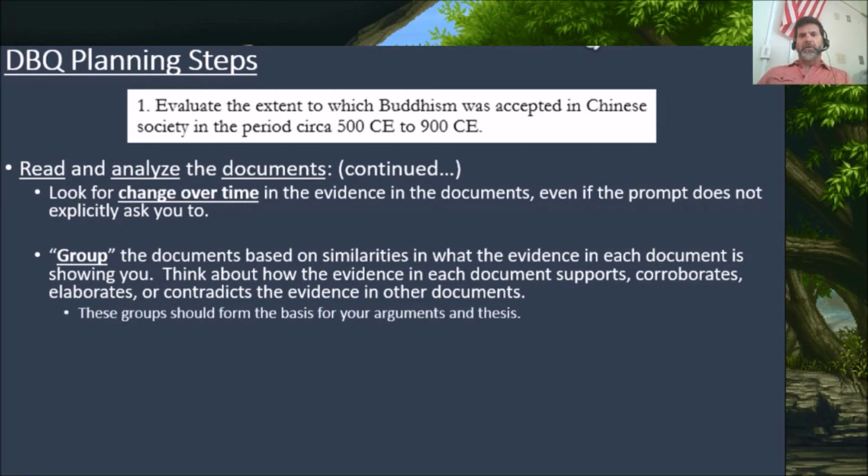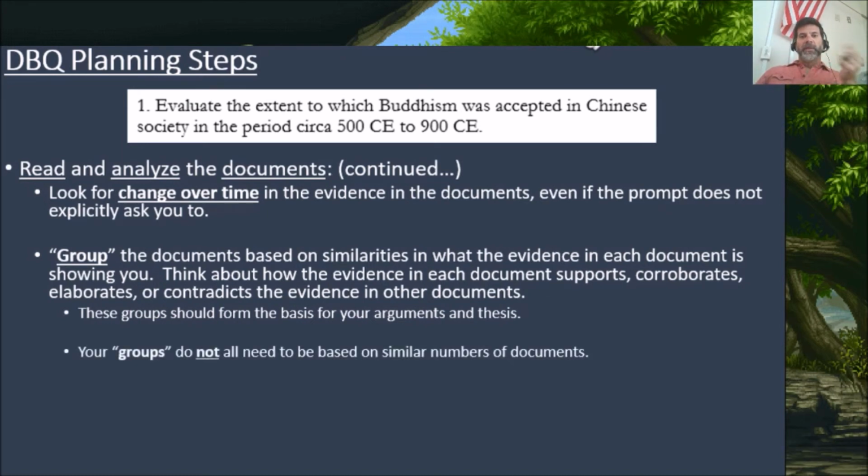So as far as these groups go though, they should form the basis for your arguments and your thesis. So, whatever evidence the documents are showing you, the arguments you make in your thesis should be based on some point you can make collectively about a group of the documents that are in the DBQ. The groups do not all need to be based on similar numbers of documents. So if you have one argument that is supported by 4 or 5 documents, and a counter argument that is supported by 2 documents or 3 documents, that's fine. The evidence is the evidence, and it's just up to you to interpret it correctly and then make valid arguments based on that.